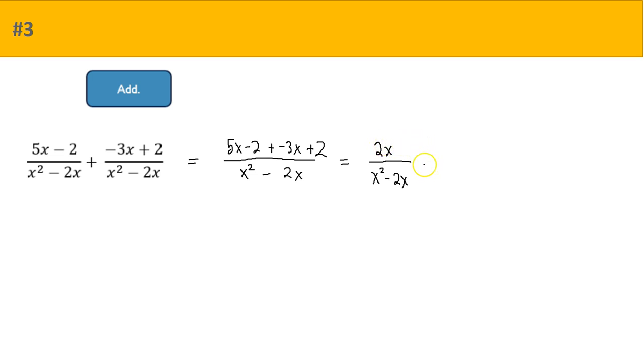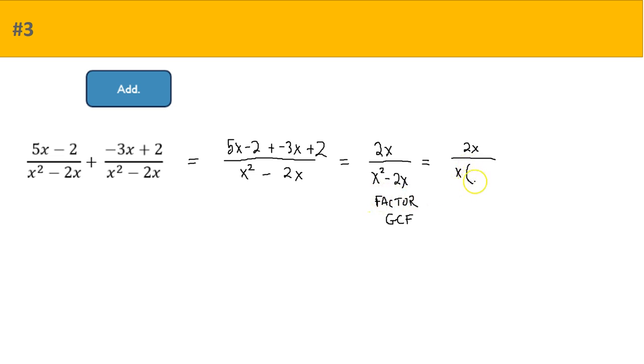You look for the terms in the numerator and the denominator that can be divided out, or common factors, in essence, that can be canceled out. If you look at the numerator, we have 2x. In the denominator, we have x squared minus 2x. We can factor this denominator, and here we're going to use the greatest common factor. The greatest common factor between this term and this term is x.